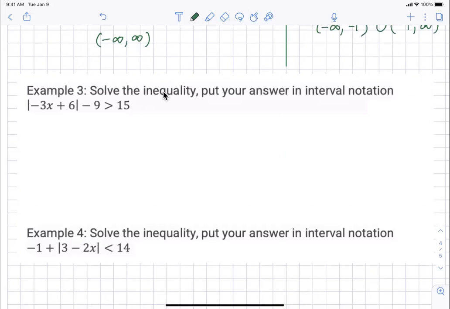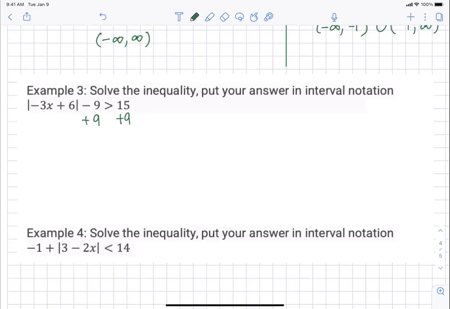So I want to solve this inequality. Okay, so the inequality looks like this. And again, it's just like solving the absolute value equation. We need the absolute value by itself first, so I will add 9 on both sides. So isolate the absolute value first.